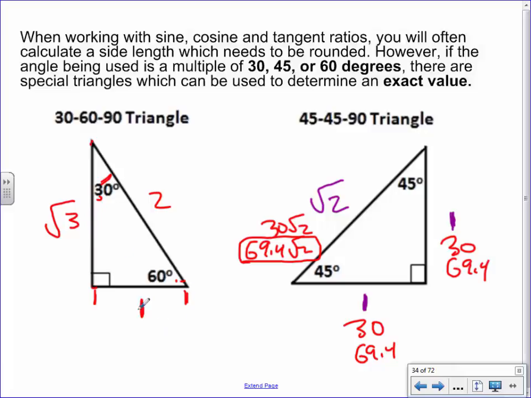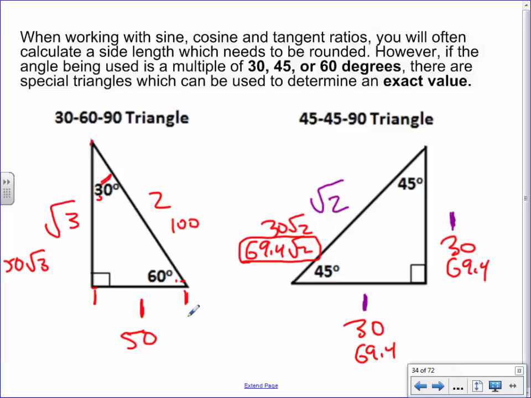But let's say this side right here wasn't 1. Let's say this side right here was 50. Well, then this side over here would be 100. And this side over here would be root 3 times 50. Isn't that clever? So rather than having a decimal value, we're able to figure out in terms of square roots.